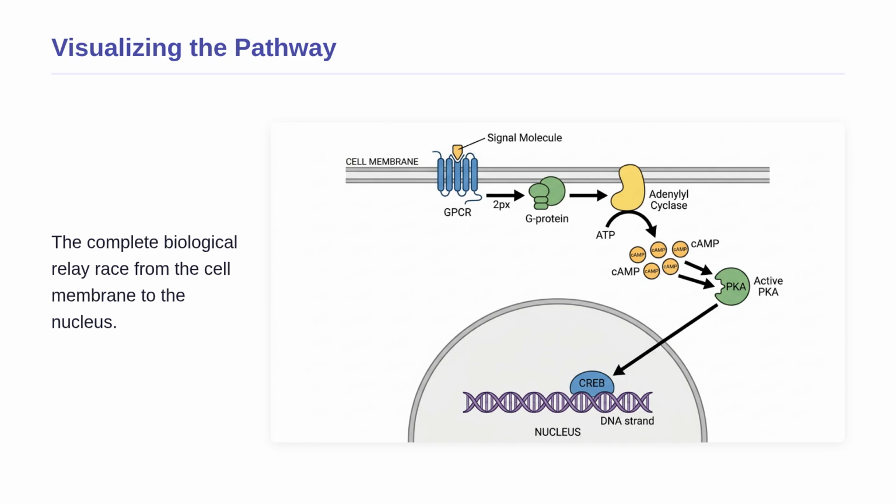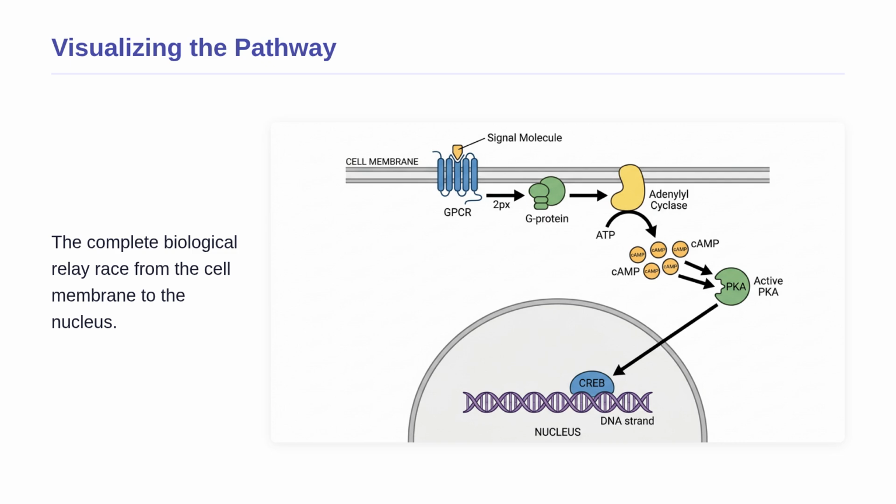Before we move on to the mathematics, let us see this entire process visually. Look at the cell membrane at the top. You can see the signal molecule binding to the GPCR, which spans the membrane. Notice how this activates the G protein, which then stimulates adenylyl cyclase. See the arrows showing ATP being converted into a swarm of cyclic AMP molecules?